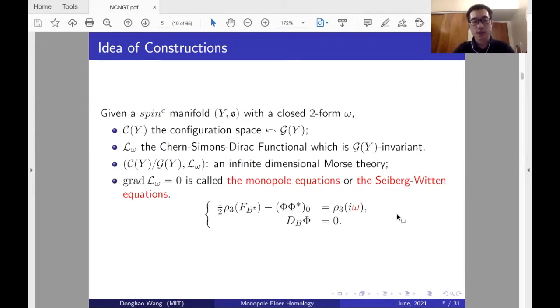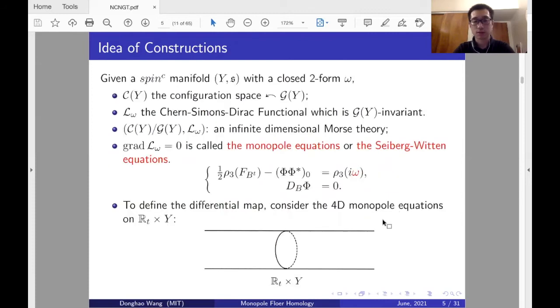The second step is to define the differential map on this chain group. To do so, we have to consider the four-dimensional monopole equations on this product four-manifold R cross Y. And our Floer homology is just the homology of the resulting chain complex.